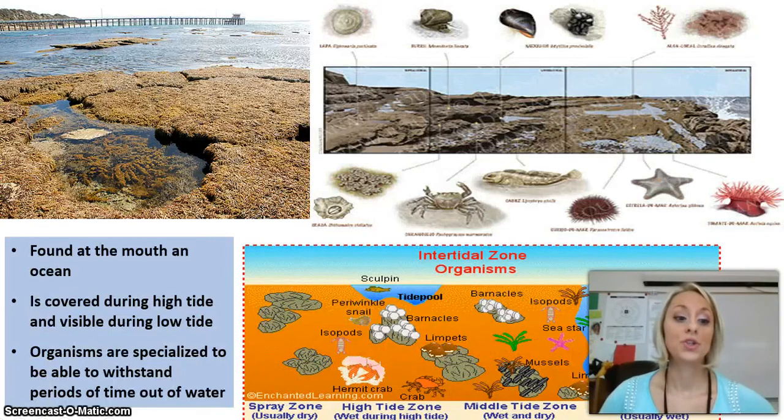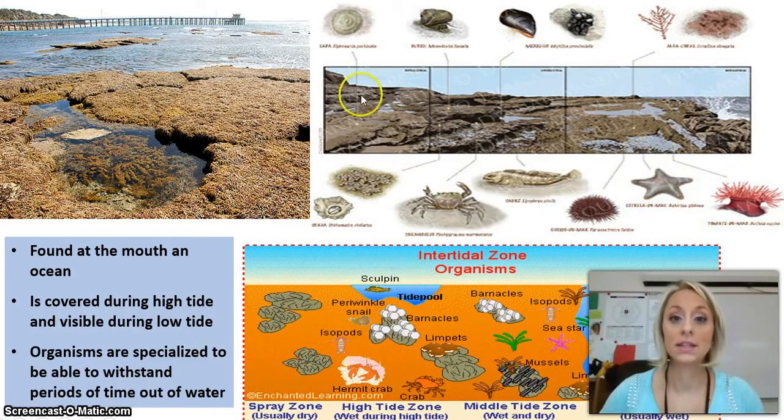Now we're going to take a look at two different zones. There's the intertidal zone, as you can see here. It's the part right near the beach, right at the mouth of the beach, where during high tide, it's covered in water. During low tide, that's when you can start to see all of the organisms that live there.